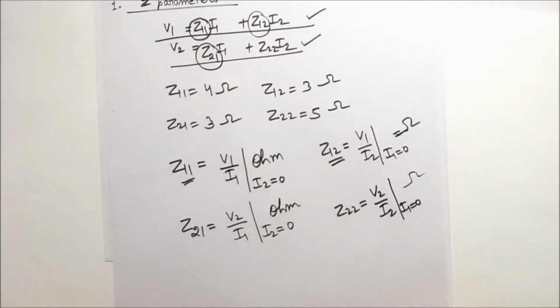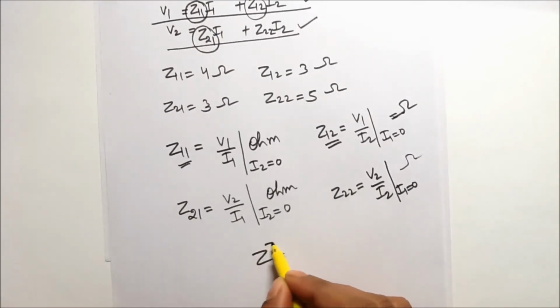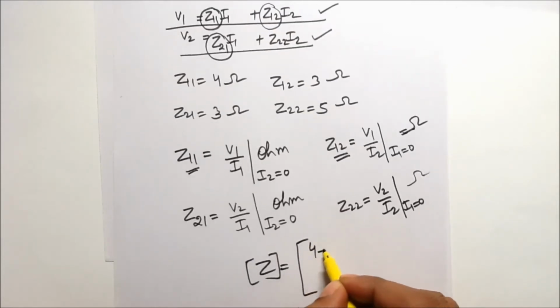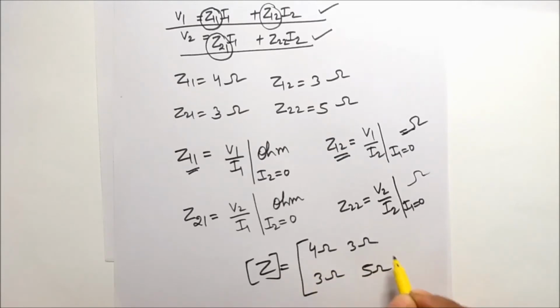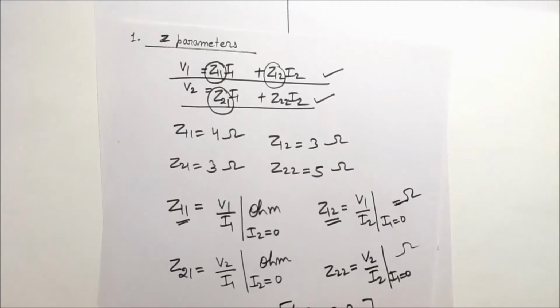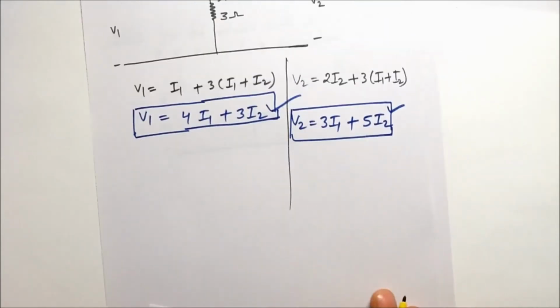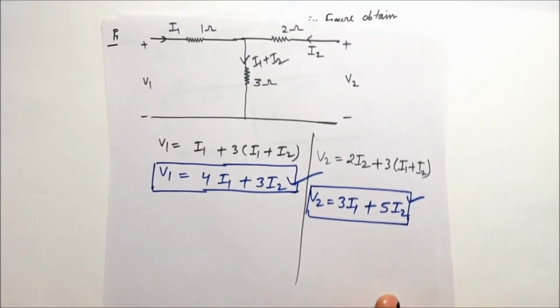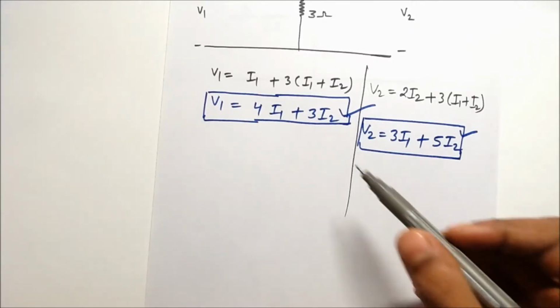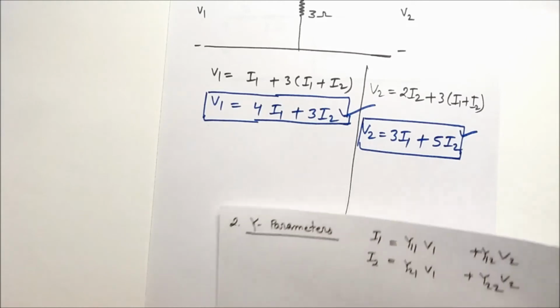So in this way you have calculated Z parameters. In the matrix form you can write 4 ohm, 3 ohm, 3 ohm and 5 ohm. So you have calculated Z parameters with the help of these two equations. Let us calculate Y parameters with the help of these two equations.